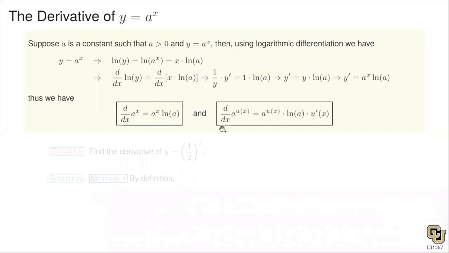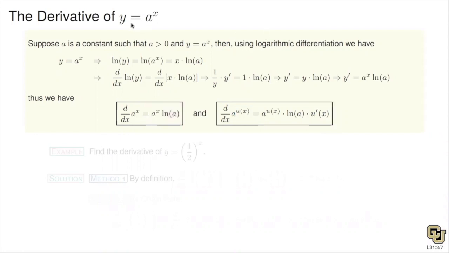Suppose I didn't have a to the x. Suppose I had a raised to the cosine of x. So then I would do the derivative of the outside, which is a raised to the blah. The derivative of a raised to something is a raised to something times ln of a. That's just this formula right here. And then I want to multiply by the inside function. The inside function is u of x. So I multiply by the derivative of the inside, which is right here, u prime.